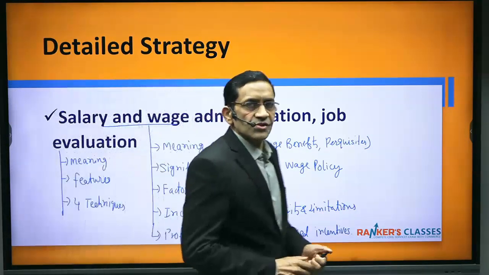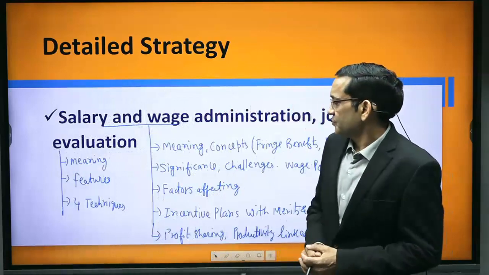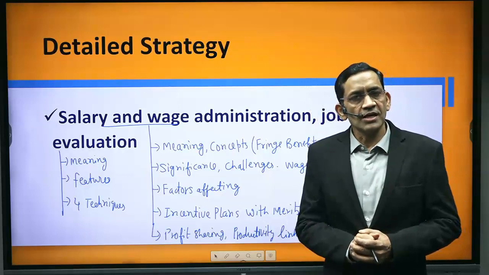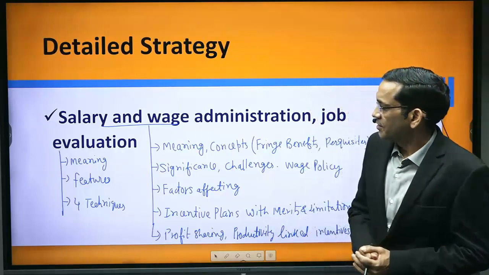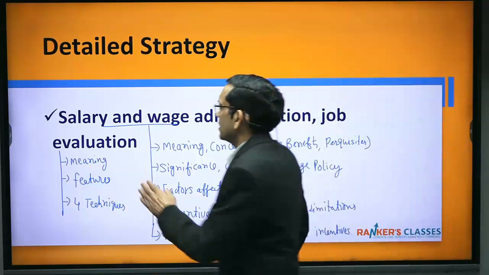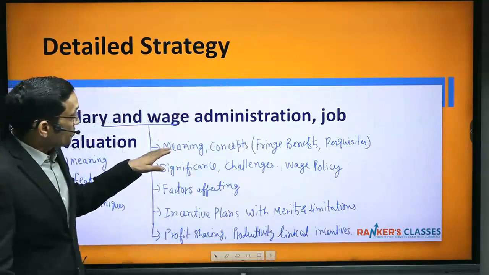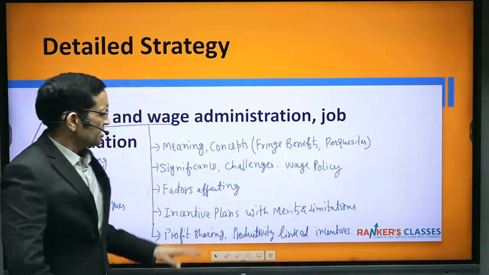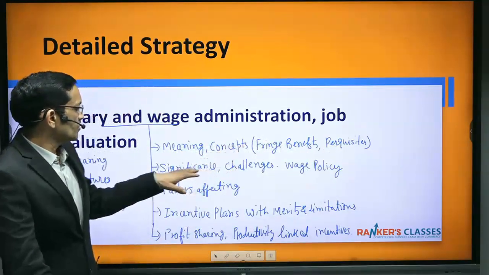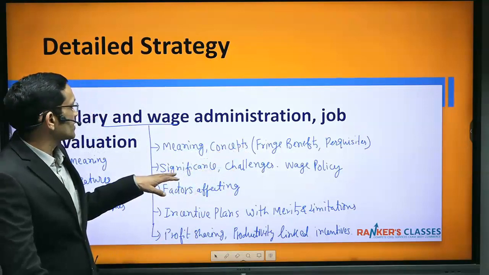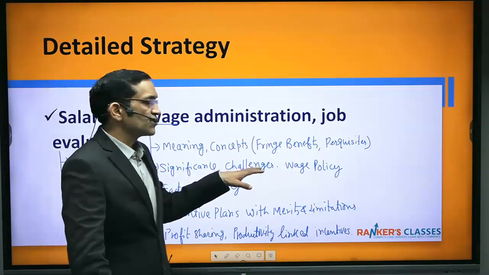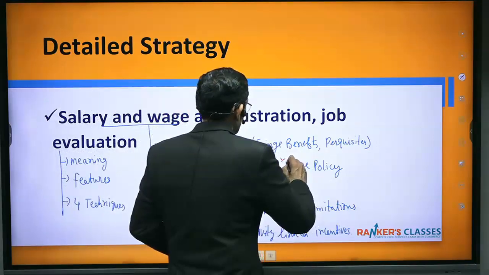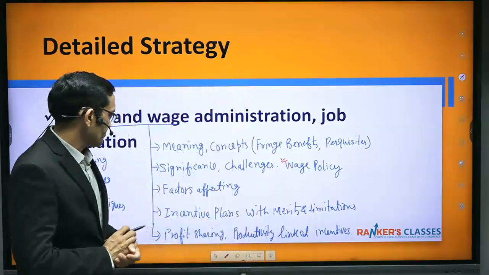And next is salary and wage administration. That is very important, but generally questions are not asked from this topic. So you must be clear about what is salary and wage administration. So meaning of salary, meaning of wages, fringe benefits and perquisites. Till date a question has not been asked. A question may be asked on significance of salary and wage administration, challenges in salary and wage administration. On wage policy a question is highly expected. On wage policy a question is highly expected, right?